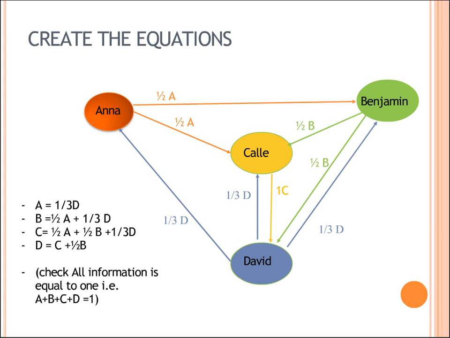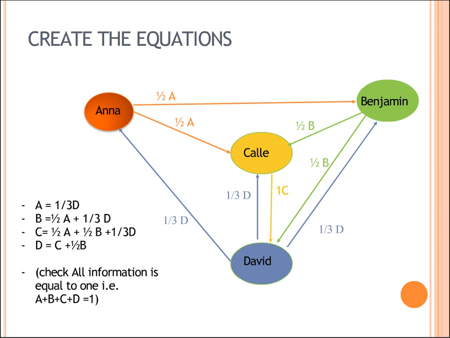Now, to create these equations, you look at Anna, which is A. What has she got? Well, she has only 1 blue arrow, which is 1/3 of David. So A is equal to 1/3 D. Let's have a look at Benjamin on the right. Benjamin has two incoming arrows, the orange one and the blue one. The orange is half A and the blue one is 1/3 D. So B is equal to half of A plus 1/3 of D.